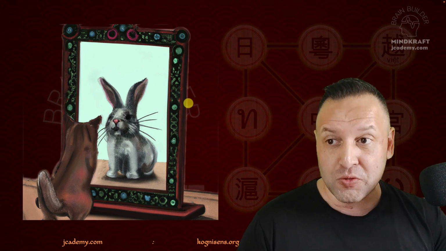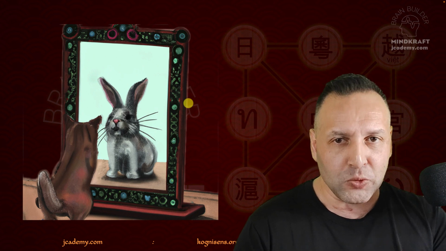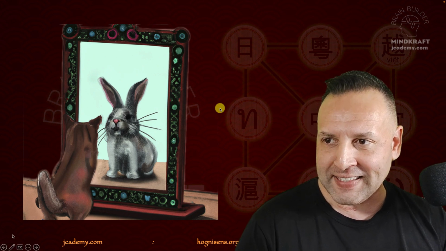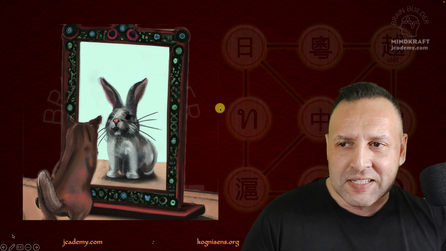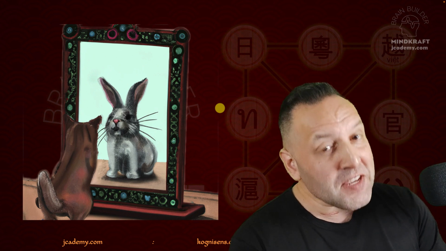Thank you, by the way, to DALL-E, OpenAI. I said, give me a picture of a cat looking into a mirror with a rabbit looking back. That's the image I got. So that's the power of AI there. So why is it rabbit in Chinese and cat in Vietnamese?